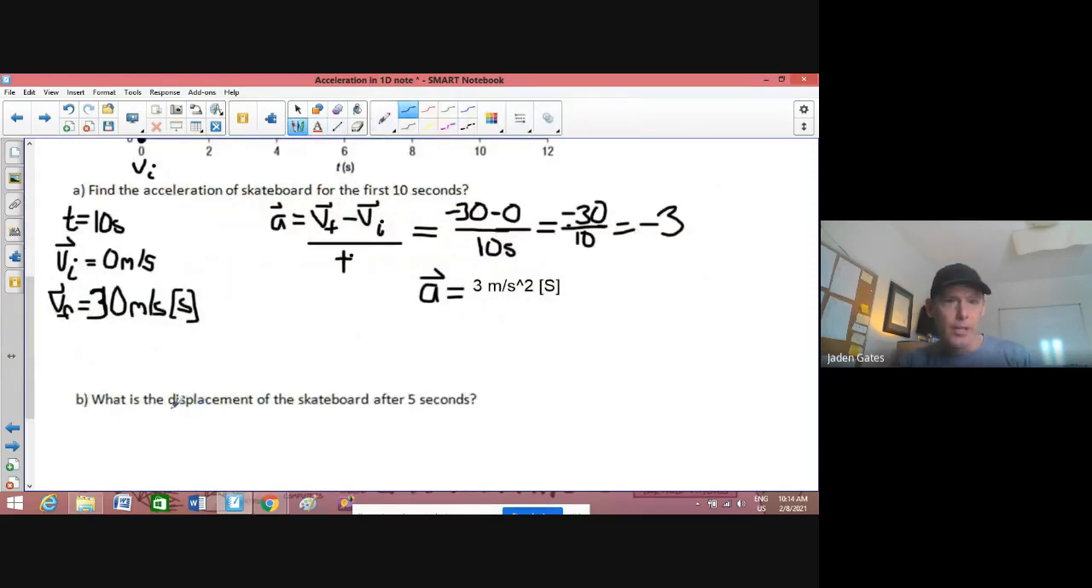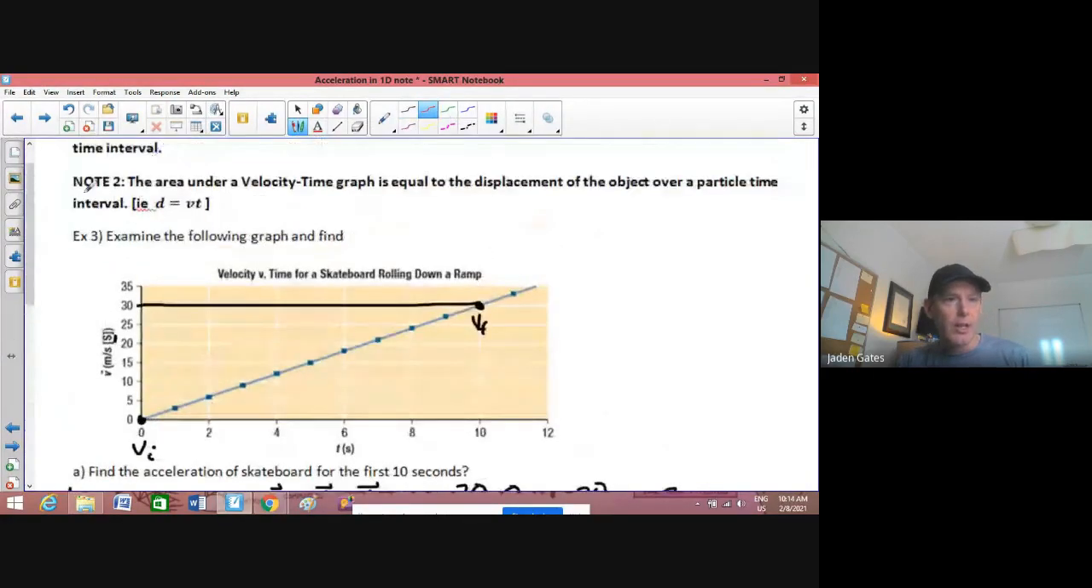All right, so now we're on to the next part, the displacement. Now this is a little different, in that when we have a velocity time graph, which we do here, note number 2: the area under a velocity time graph is equal to the displacement of an object over a particular time interval. We're looking at 5 seconds here. So that's our first 5.